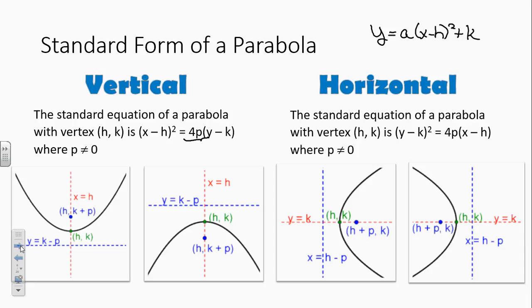So if you can remember that the focus is always inside, the directrix is always outside, and when x is squared, we get a vertical parabola, and when y is squared, we get a horizontal parabola, one that opens left or right, then you're going to have a good foundation for where we're going with this. Okay, so now the thing to remember about when it opens up is that p is positive. And when it opens down, p is negative.